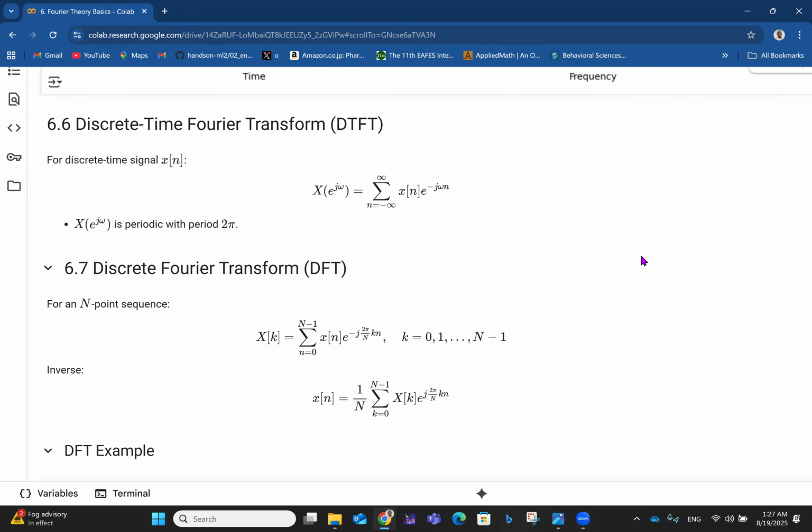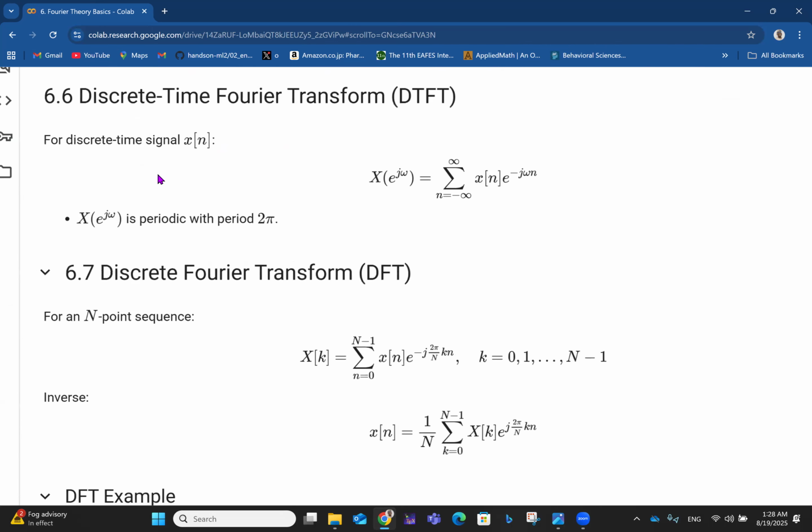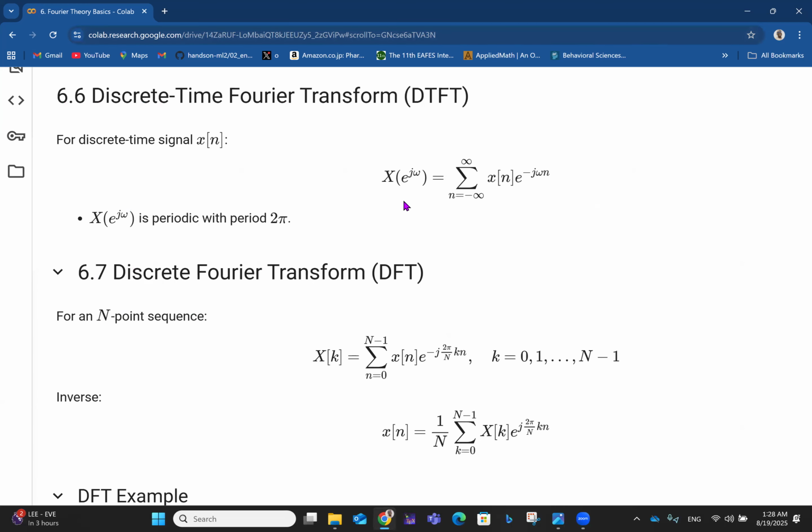Now let's talk about the discrete time Fourier transform, DTFT. Well, we've been talking about continuous functions, whether periodic or aperiodic. But now, what if instead of a continuous function, you have jumps, like from 1 to 2, and you don't take care of all the 1.2, 1.3, 1.004 in between? So for a discrete time signal x of n, you have X of e raised to the power j omega equals the summation from minus infinity to infinity of x of n e raised to the power minus j omega n. Here, X of e raised to the power j omega is periodic with period 2 pi.